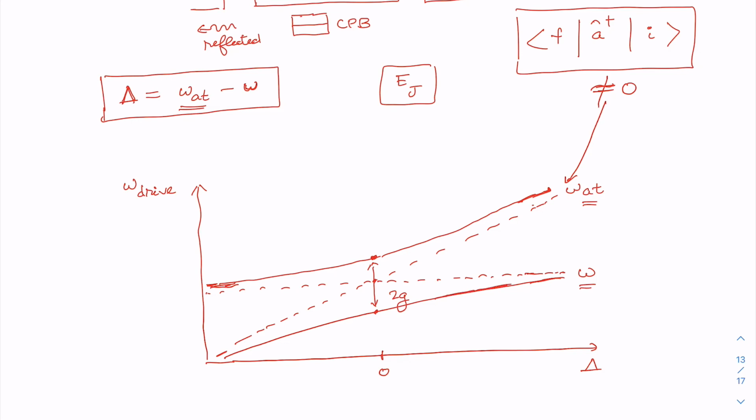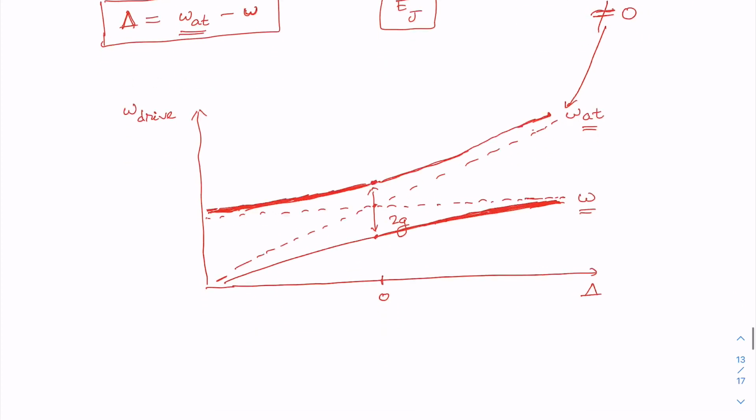So the intensity would be high here, near the bare cavity frequency, when omega drive is equal to the bare cavity frequency. Similar is the case here. The intensity would be high up to this point. Then as we go away from this point, the intensity would get lower and lower. Okay, I hope this point is clear. So this is what is observed experimentally as well.